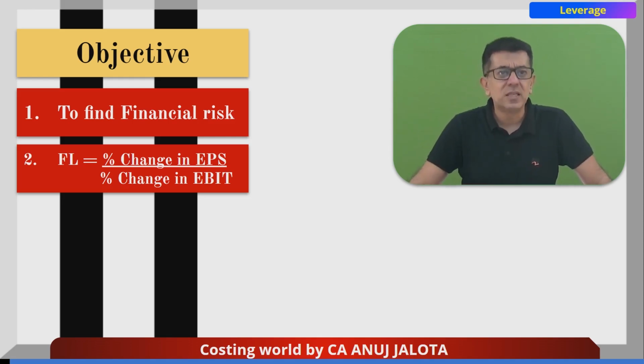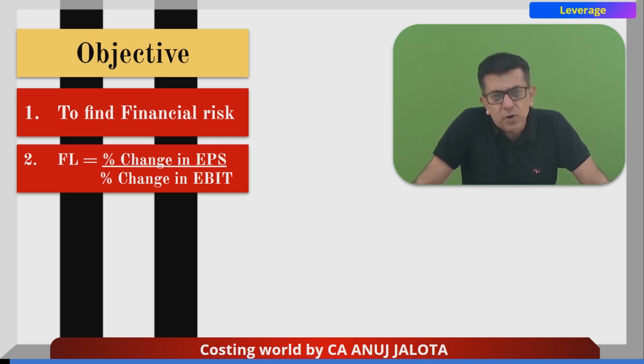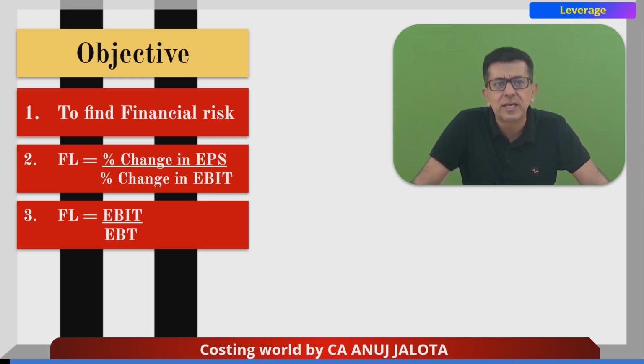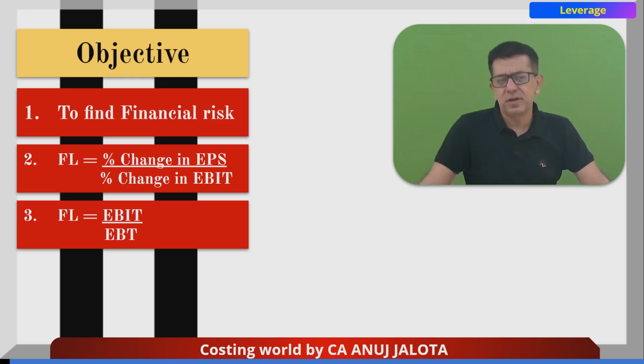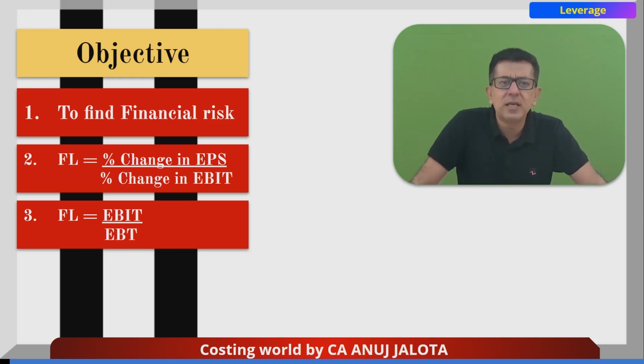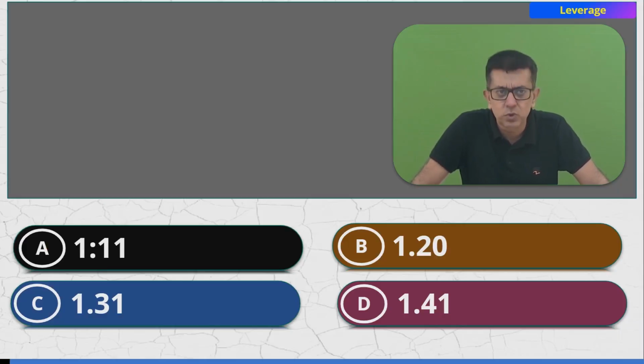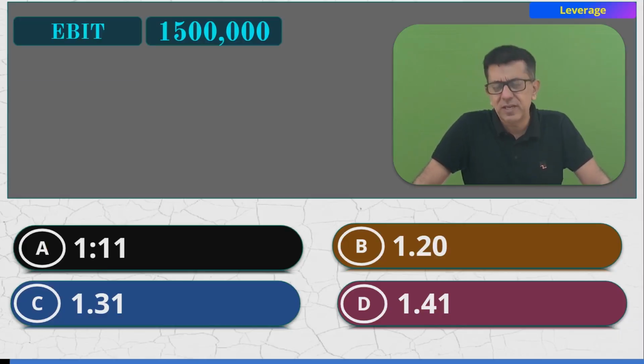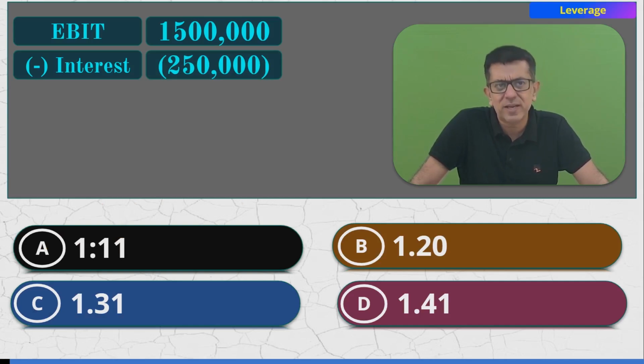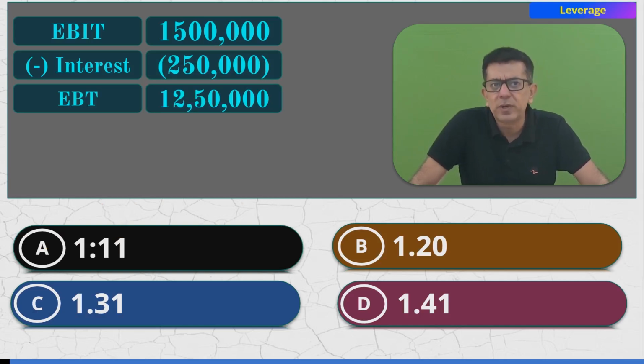But in this case, this formula can be converted into a slightly shorter version. I'll not explain the conversion now, but I'm going through that. Therefore, this can alternately be written as EBIT upon EBT. So the above formula gets converted into this formula: EBIT upon EBT. Now, let's talk about this entire question. EBIT in this case was 15 lakhs. Interest was given to you as 2.5 lakhs. EBT will be 12.5 lakhs.